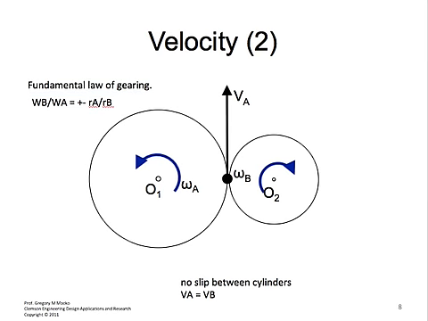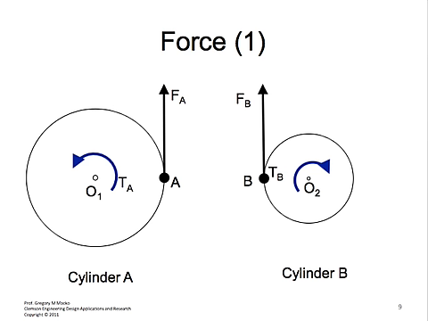Now we can apply a similar thing if we're looking at the transmitted force between two gears. If we've got a cylinder A and a cylinder B, we can compute the force or the torque transmitted by each cylinder, and it looks something like the following. The torque of cylinder A is equal to the force at A times R A. And in a similar fashion, the torque of B is equal to the force of B times R B.